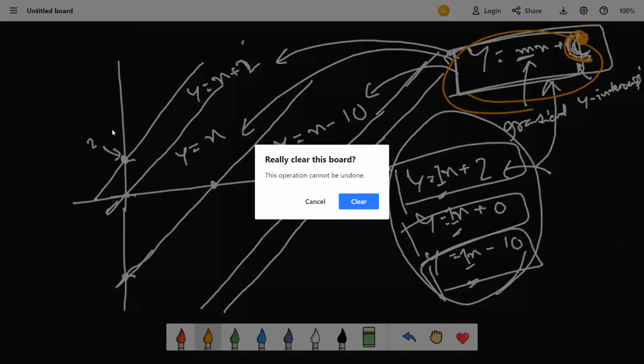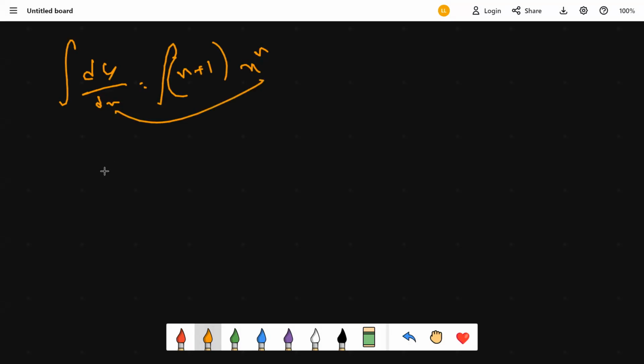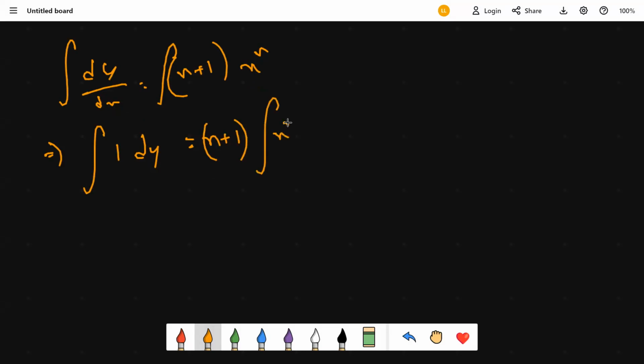Same thing is there under integration. That means if we are integrating dy by dx equals (n plus 1) x to the power n, and we are moving this dx to the right hand side, then the integration of dy equals, moving the constant in front, x to the power n dx.